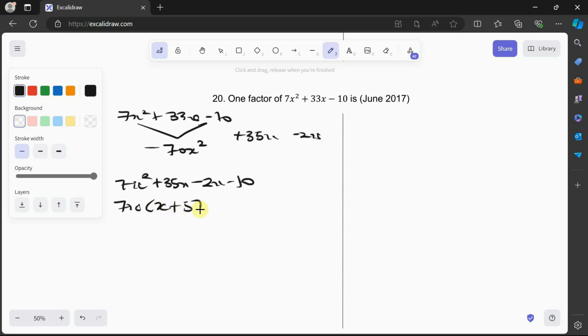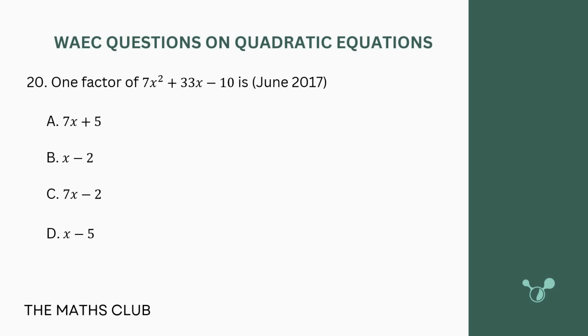After you divide, factor out minus 2 from this guy, you'll be left with x plus 5. So one of the factors is 7x minus 2, and the other factor is x plus 5. Let's see which of them is correct. That will be option C.